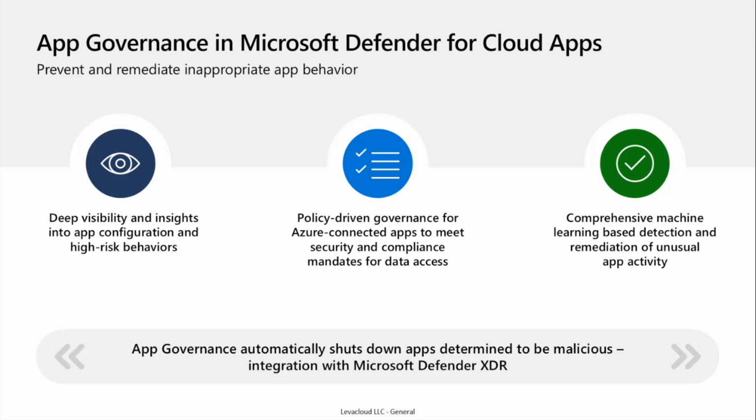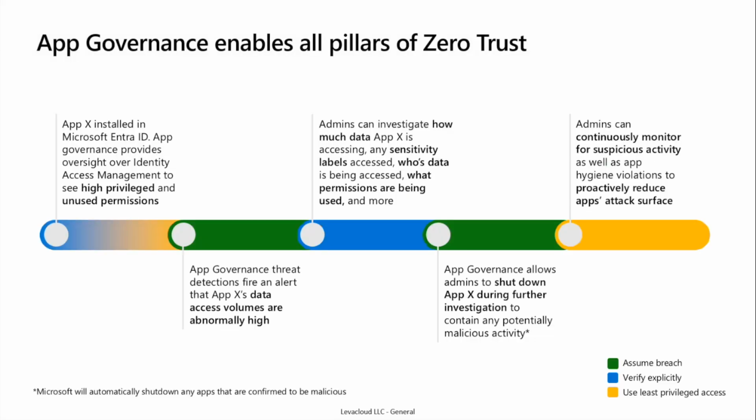And if an app misbehaves, app governance has got machine learning type detections in it, and it can actually take automated remediation against different apps that are doing weird and wonderful things. And essentially, all of this capability aligns back to our zero trust security model. And Microsoft does take action against a lot of these different apps that are targeting the 365 ecosystem. I mean, they will shut it down if there's something out there that's confirmed to be malicious.